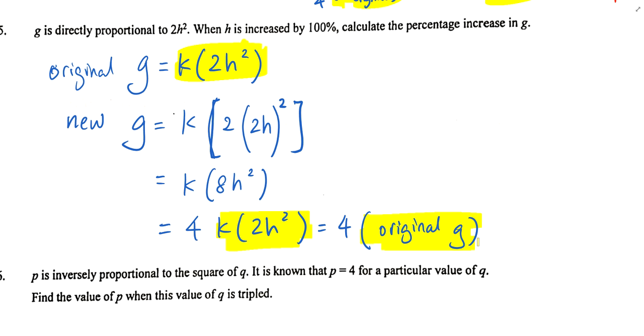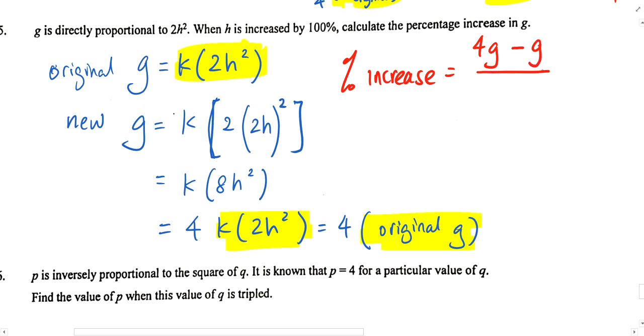So what is the percentage increase? Percentage increase. 300, you are right. The percentage increase is 300. What does it look like in working? So percentage increase equals final, so 4G, minus initial, divided by initial, times 100%. So we get 300%.